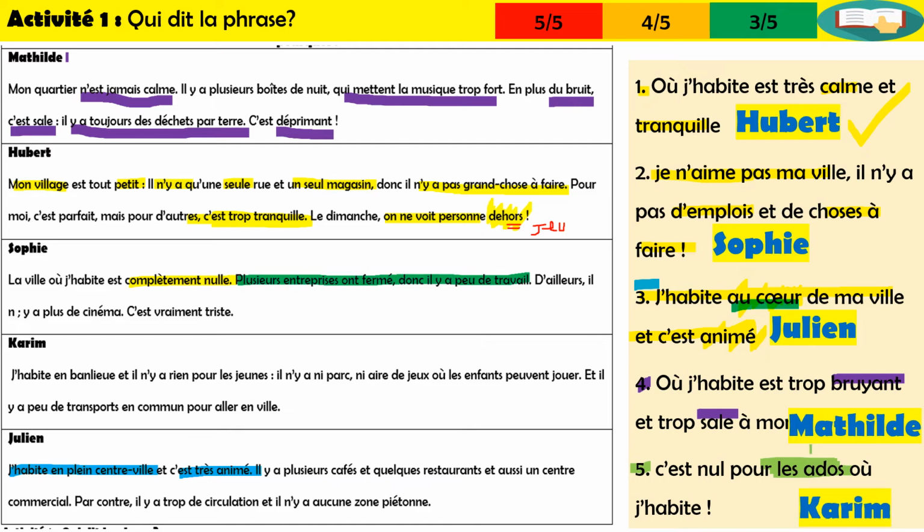So this is where synonyms come in, and why we do match the synonyms. Ado is a teenager, can match it to here. Les jeunes are young people. So I live in a suburb, and there's nothing for young people. There's no park or play area where kids can play, and there's few public transports to go into town. Voilà, so that's what you should have. It goes Hubert, Sophie, Julien, Mathilde, et finalement Karim.